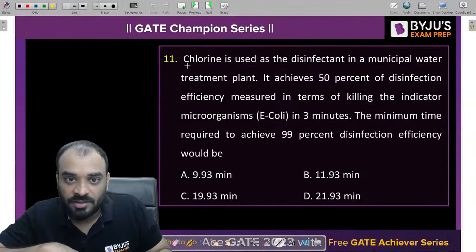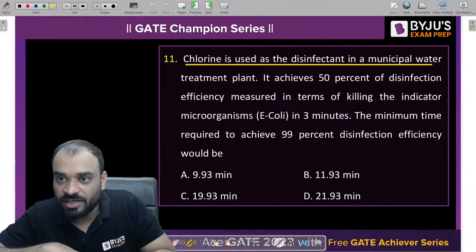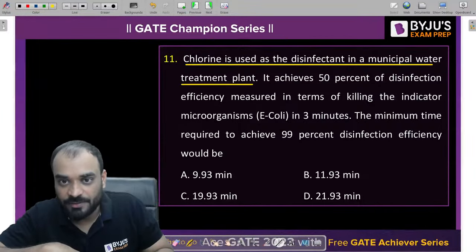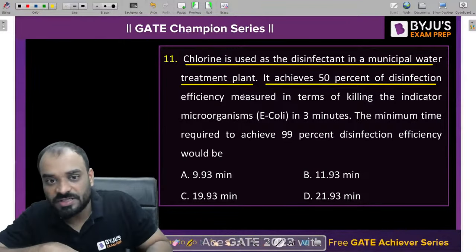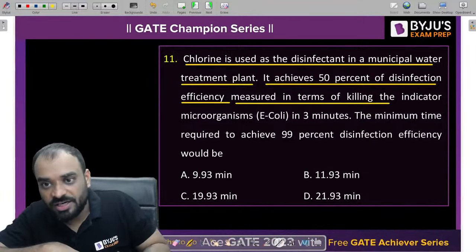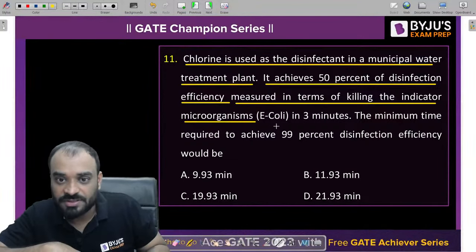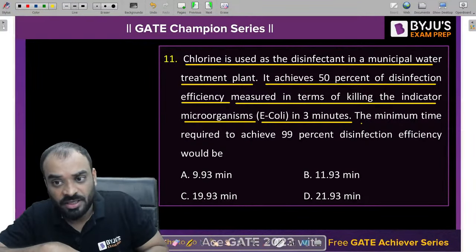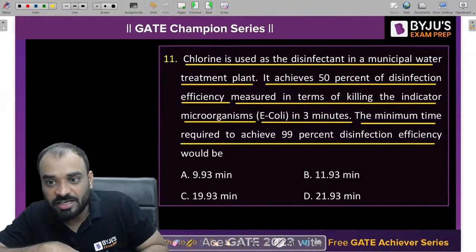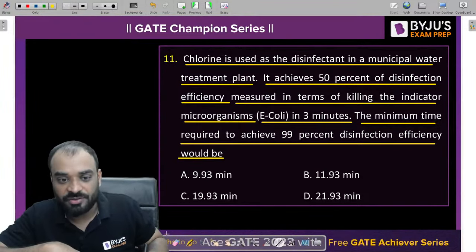Chlorine is used as a disinfectant in a municipal water treatment plant. It achieves 50% of disinfection efficiency, measured in terms of killing the indicator organism, which is basically E. coli, in 3 minutes. The minimum time required to achieve 99% efficiency for disinfection would be.